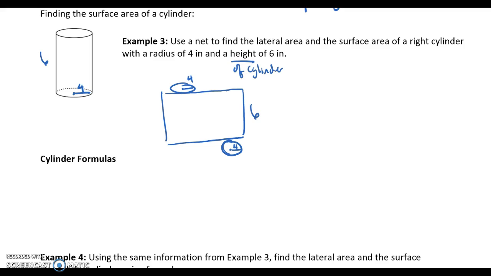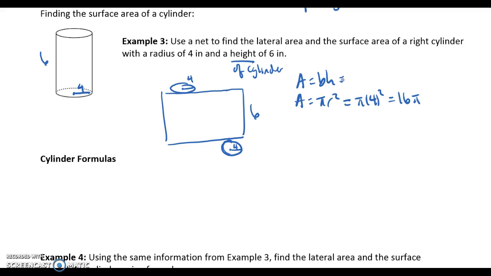Alright, so this is the way I drew my net, and hopefully you're seeing it's super easy. I've got a rectangle, which is base times height, and I've got two circles, which is pi r squared. Radius is 4, so this is just pi times 4 squared, so that's going to be 16 pi, which I can put in the calculator later. And the question here is, how do I find my area of the rectangle? The height's 6, but what's the base?